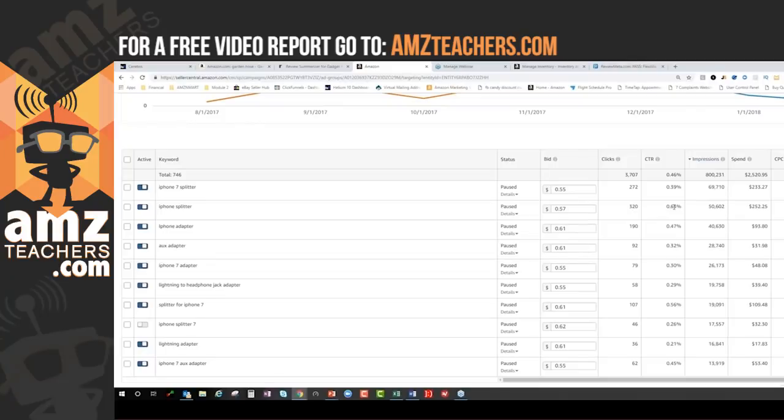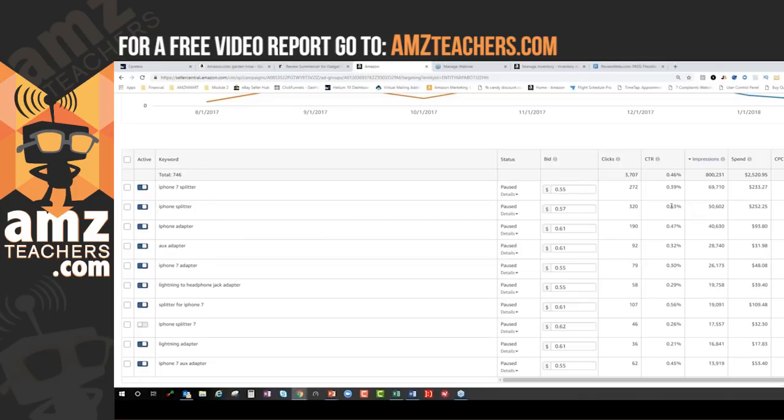So what I would do in this case, as I have time, is say, okay, maybe I'm spending most of my money on iPhone 7 splitter. I would then lower my keyword bid on iPhone 7 splitter, so that I got more impressions on iPhone splitter instead. That's a way you can make sure your other keyword gets more impressions. I would never pause anything that has a 0.39% click-through rate, but I would lower my bid, or I'd even maybe raise my bid on the better item, because I know more people click on it on a percentage basis.